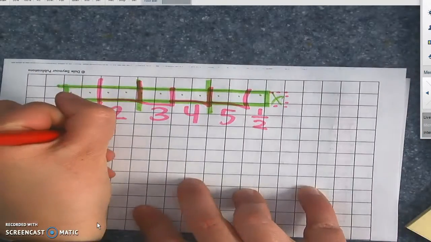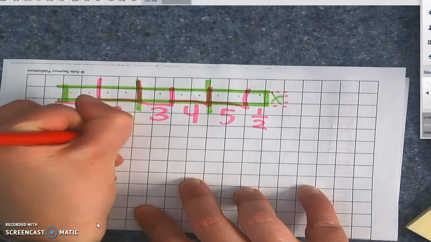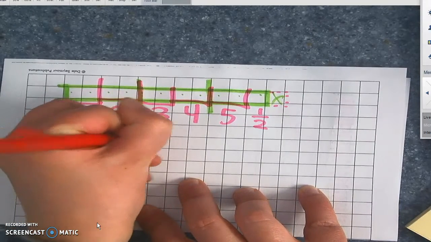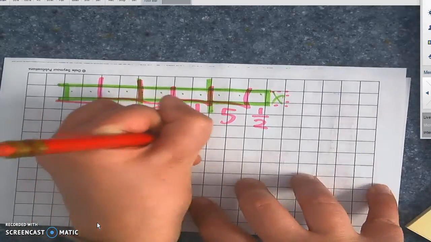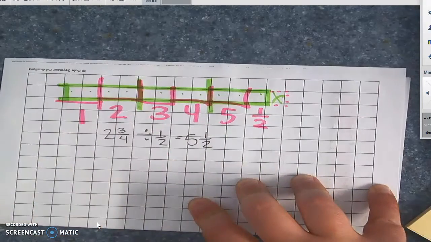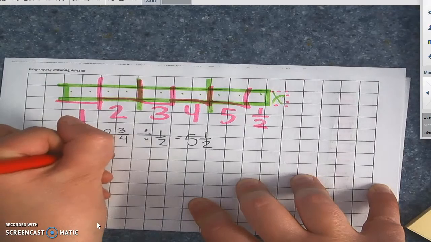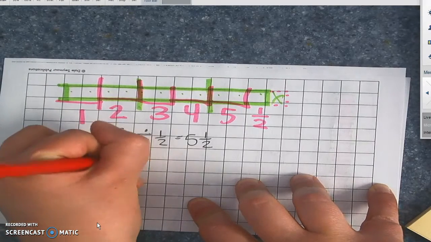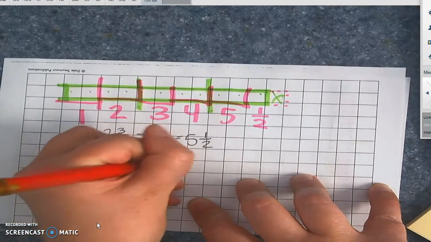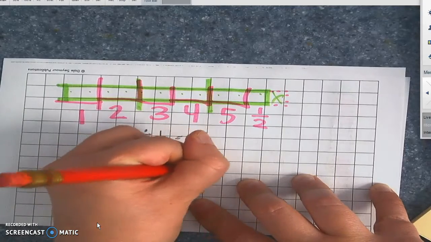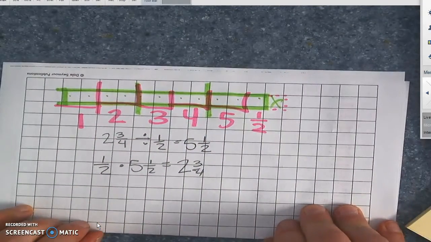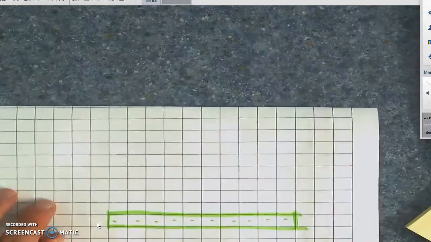So then for my division equation, 2 3/4 split up into groups of 1/2, I can make 5 1/2 groups. And for my multiplication equation, 1/2 times 5 1/2 groups equals 2 3/4. Okay, last one.